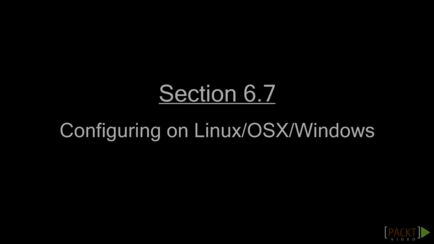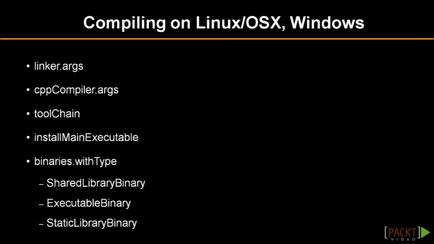Compiling on Linux, OS X, and Windows. Let's start by configuring your linker and compiler for Linux, OS X, and Windows. We're going to talk about the linker args, CPP compiler args, and toolchain variables. We won't go over all the options for the systems, but some basic ones to get you started.